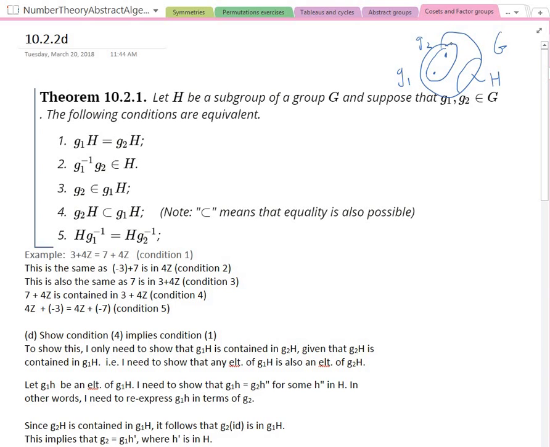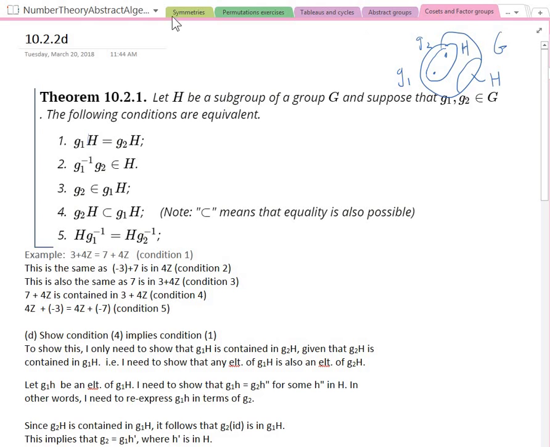Now, of course, G1 is contained in G1H, and G2 is contained in G2H. Why is that? Because G1H is G1 times every element of the subgroup H, and the subgroup H contains the identity. So G1H contains G1 times the identity, or G1. G2H also contains G2 times the identity, or G2.